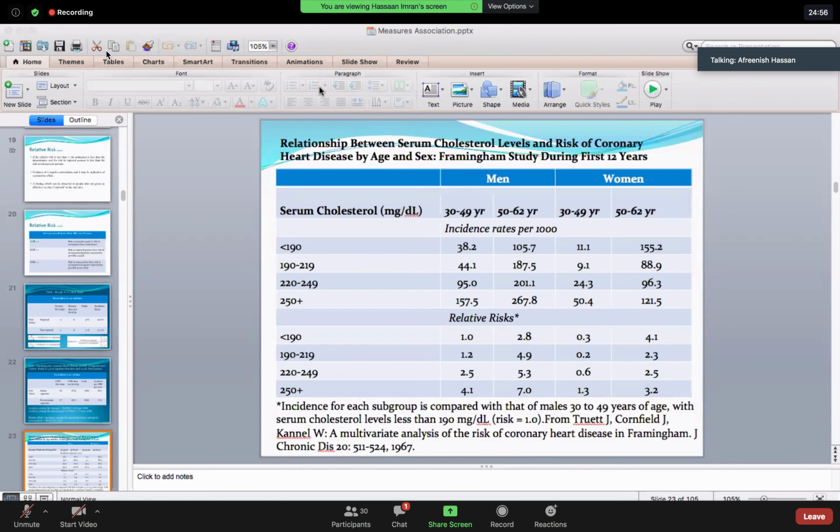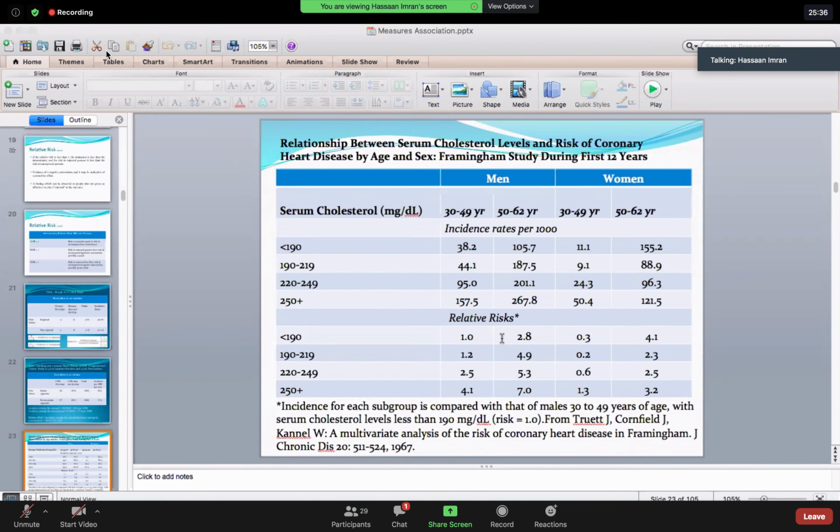Very good. We can interpret from the lower half very clearly that among the age group 50 to 62 years, there is a 2.8 relative risk, which clearly shows that the people who have cholesterol level less than 190 are going to have more chances of getting that disease, the heart disease. And this risk is continuously increasing with increasing cholesterol.